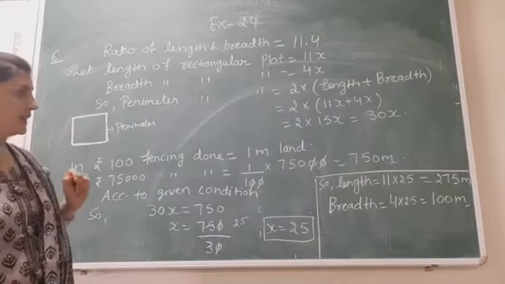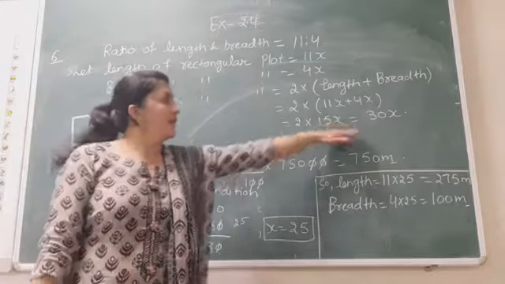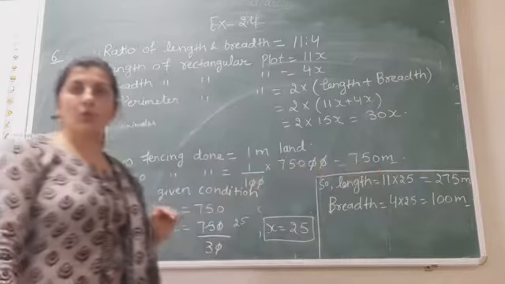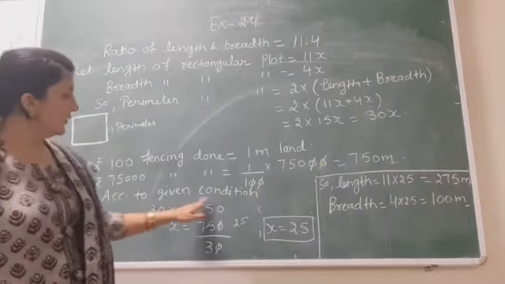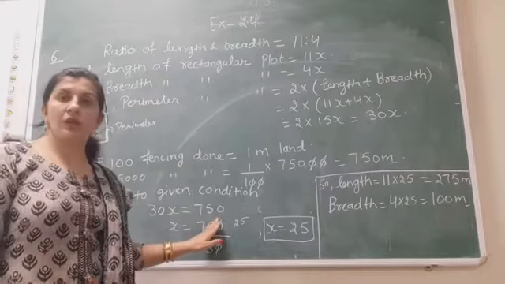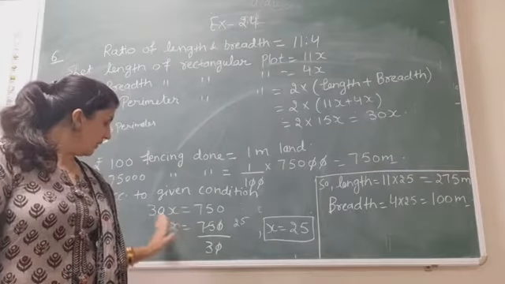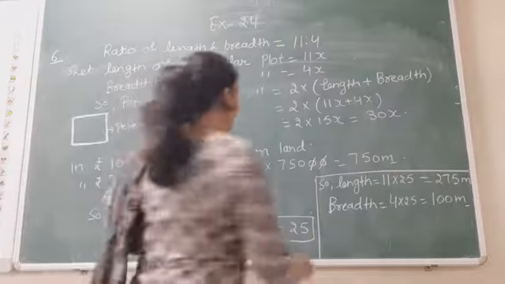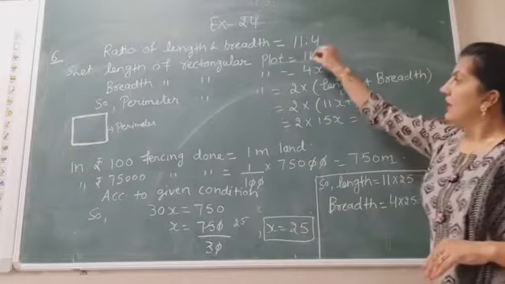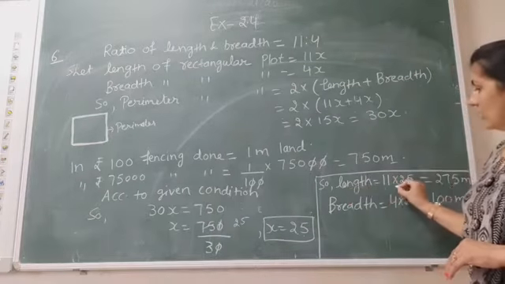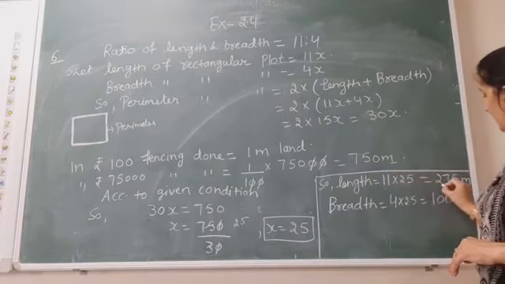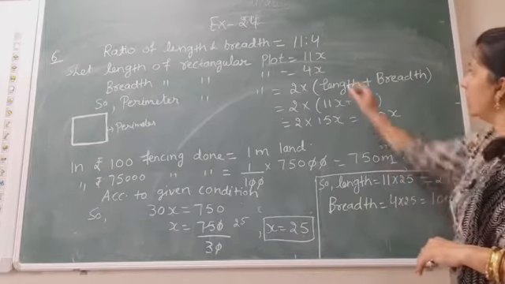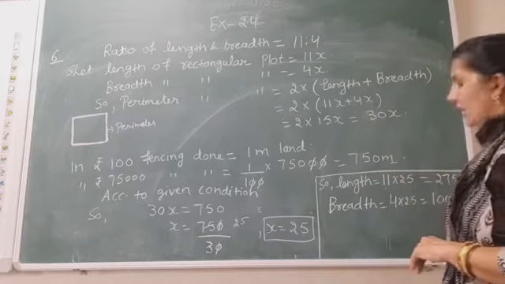And what is this length? This is the perimeter. And what perimeter do we have? 30x, and now the perimeter is 750. So both are equal. So according to the given condition, 30x is equal to 750. After solving we get the value of x is equal to 25. And what is this x? This x is the multiplier. So length is equal to 11 multiply 25 is equal to 275 meter. Breadth is equal to 4 multiply 25 is equal to 100 meter.